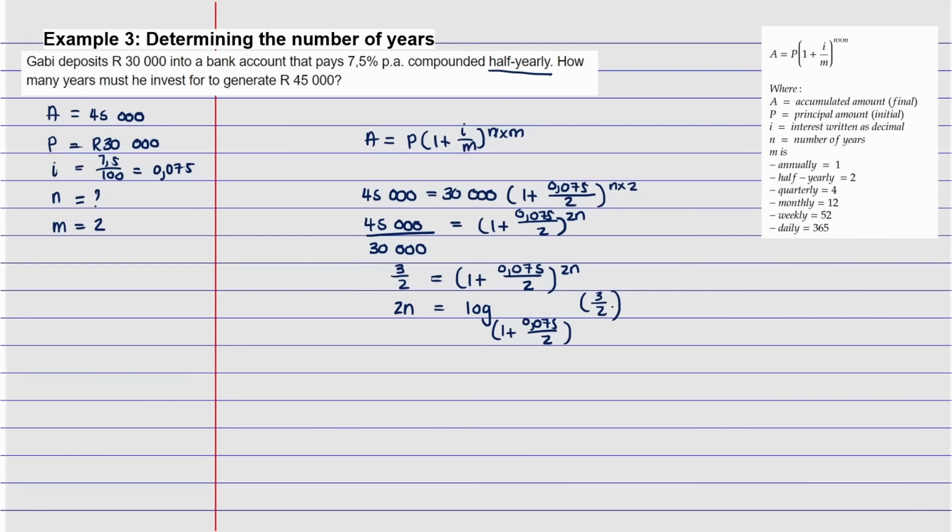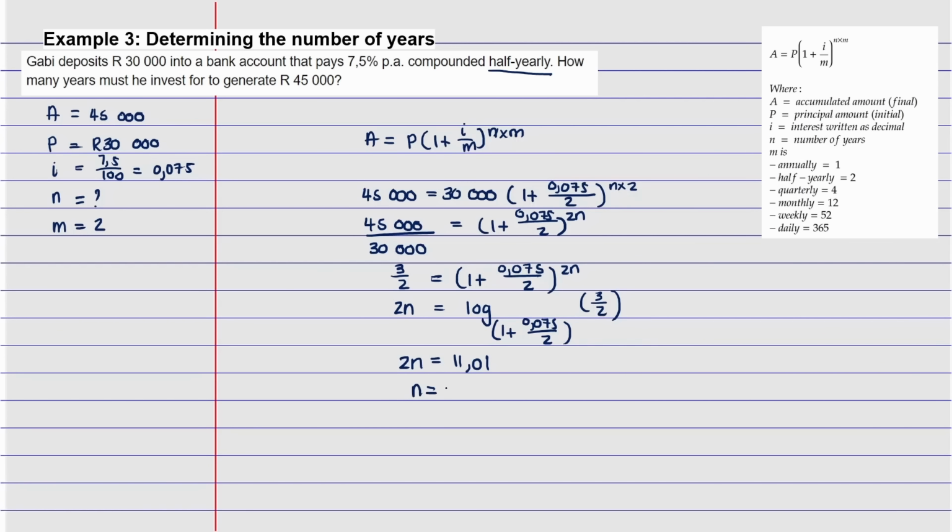So now let's paste the log part inside the calculator. You say log, 1 plus fraction 0.075 divided by 2, then 3 divided by 2, which is going to give us 11.01. So 2n is equal to 11.01. Divide this by 2.